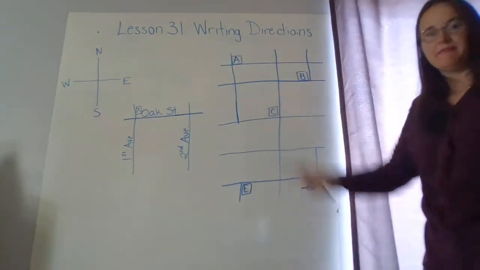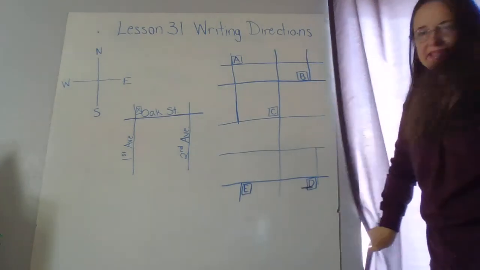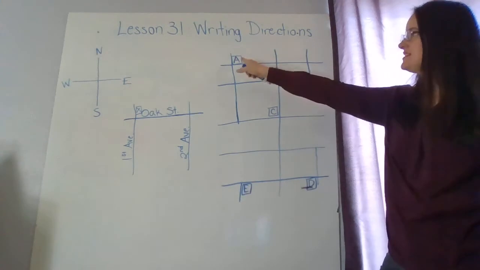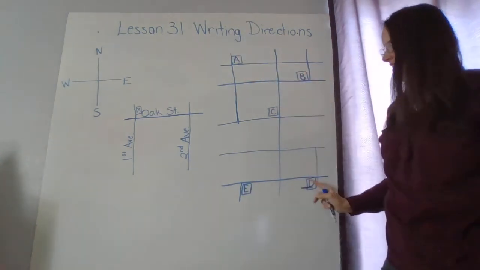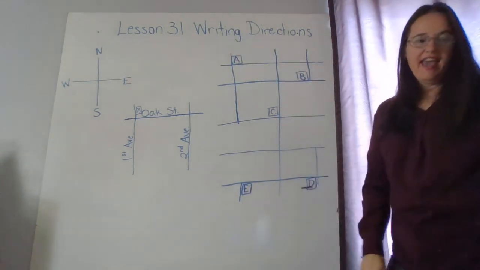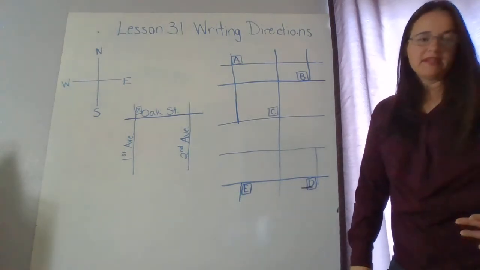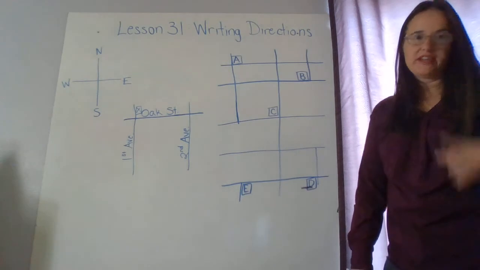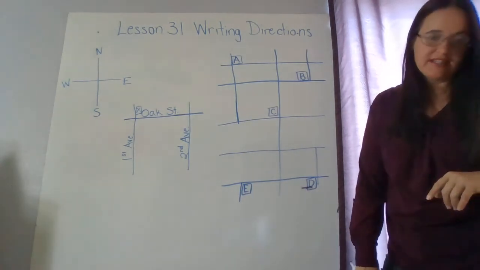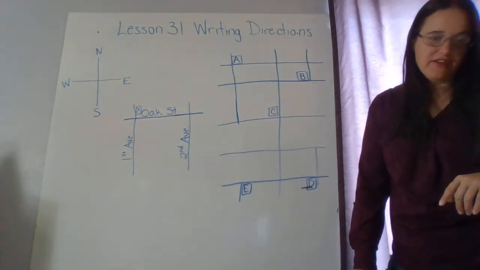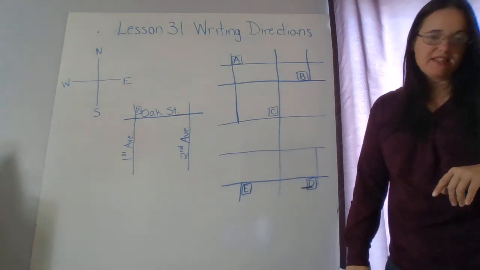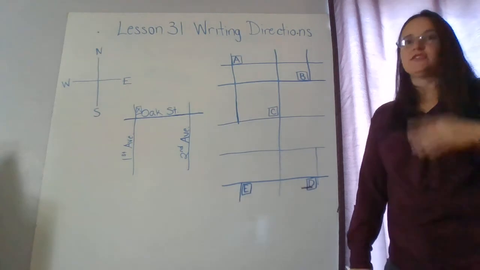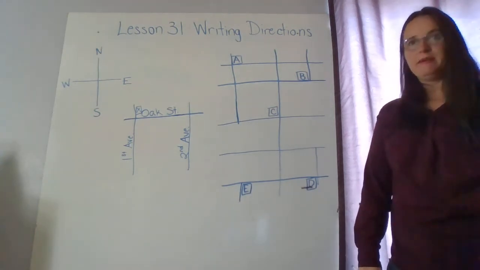So here's the map. I'm not sure about my lighting here. Here's the map that we're talking about. We have these locations A, B, C, D, and E. And the directions in your book say, with a partner, take turns giving oral directions. Oral means spoken directions from one location to another. While one person speaks the directions, the other person follows the directions. So Riker, I'm going to need you to come over here and be my partner.